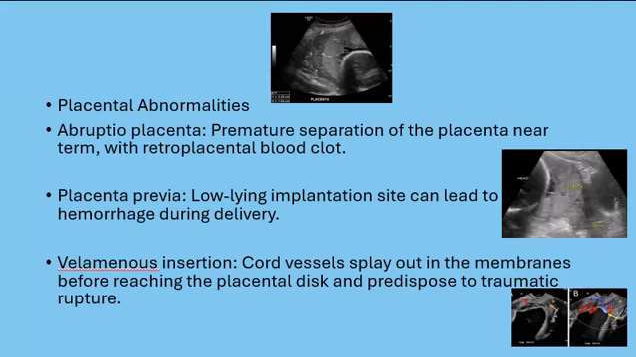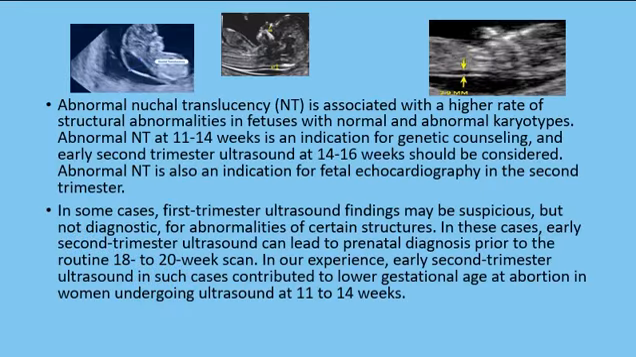Ultrasound scan for fetal anomalies. Abnormal nuchal translucency, NT, is associated with a higher rate of structural abnormalities in fetuses with normal and abnormal karyotypes. Abnormal NT at 11 to 14 weeks is an indication for genetic counseling, and early second trimester ultrasound at 14 to 16 weeks should be considered. Abnormal NT is also an indication for fetal echocardiography in the second trimester.